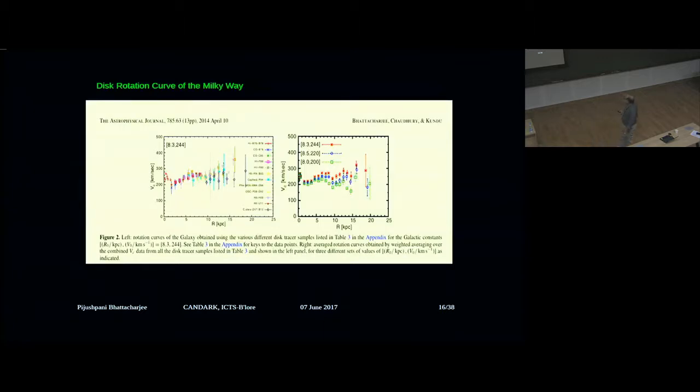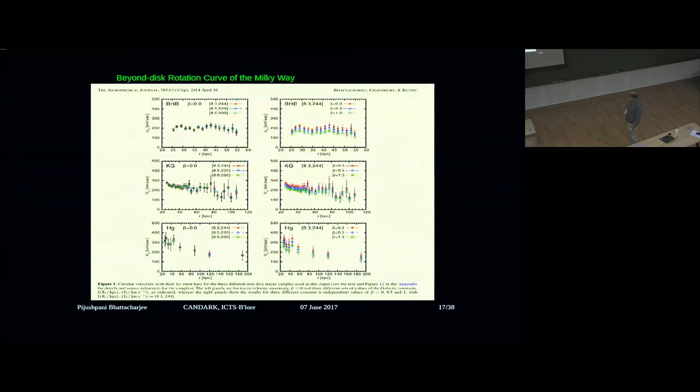So this, for example, is the rotation curve on the disk of the galaxy. These are a wide variety of samples of these tracers that we use, and we do some proper weighted averaging and all this. And finally, this is reasonably flat. But the interesting thing is, it depends also on the distance from the galaxy center to the sun, which is unknown, where there is some uncertainty. And also on what the local V_LSR is, that is, the rotation speed at the sun's location. There is some uncertainty in this. So depending on these quantities, your rotation curve will also differ somewhat.